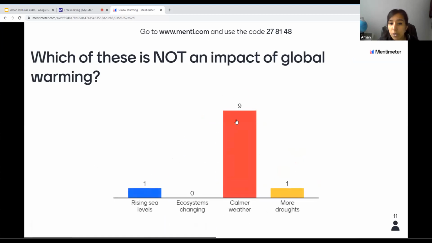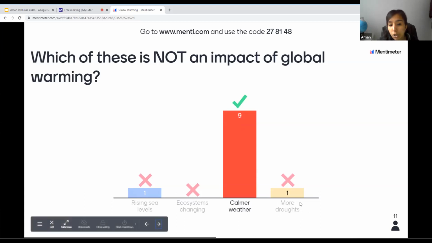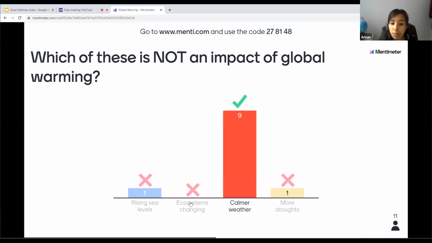Great. Yep, so the weather will be more stormy and more erratic. So we expect some people will get droughts, some people will get floods. So although there will be more droughts, it's not just more droughts, it's more droughts and floods. As well as this, ecosystems are changing, so habitats are changing as well. We're losing some animals that are going extinct, and rising sea levels is an impact of global warming. So these 3 are all impacts of global warming, whereas calmer weather is not an impact of global warming.